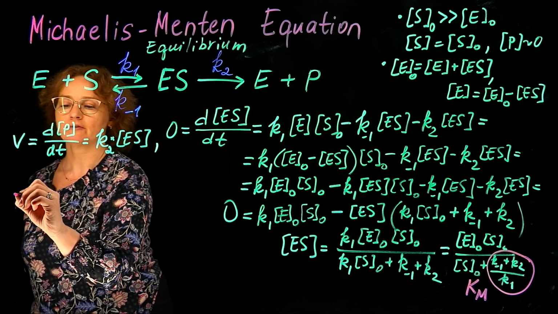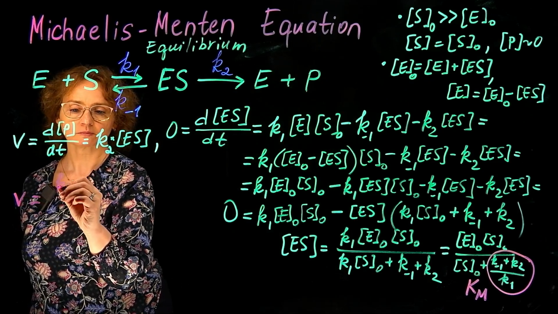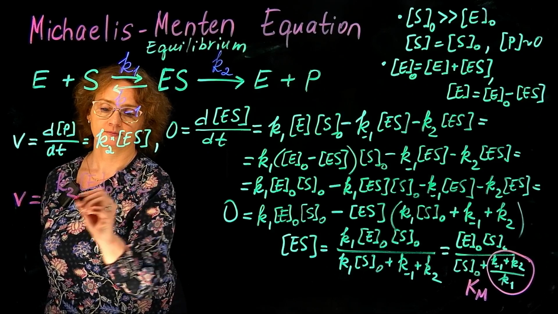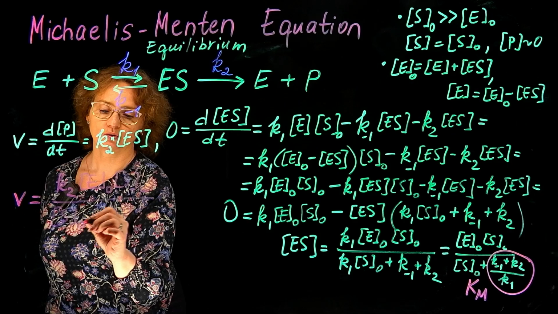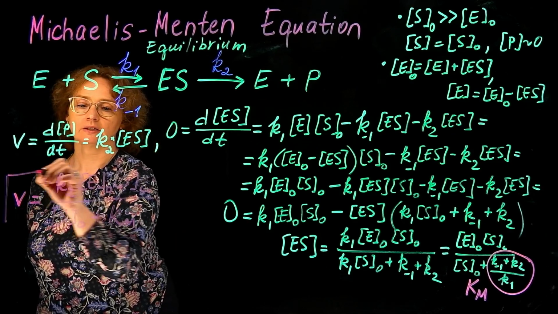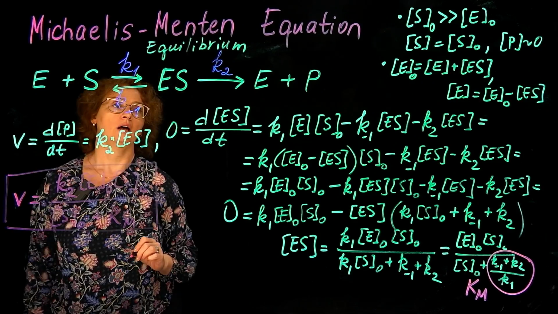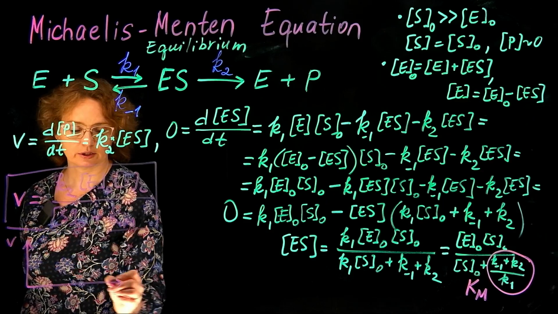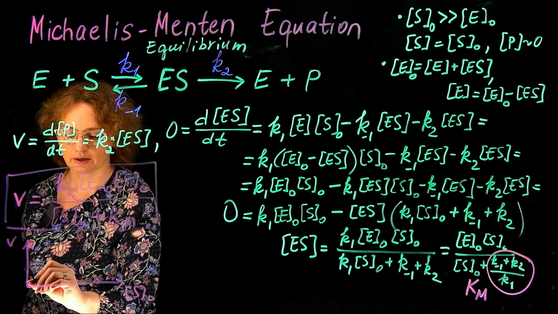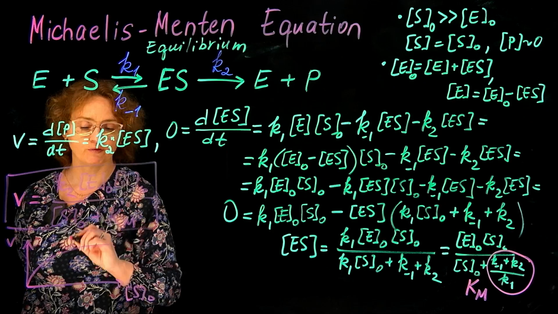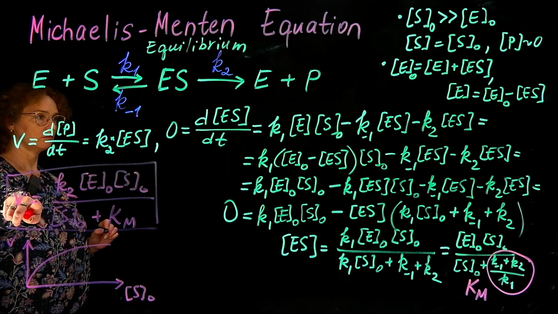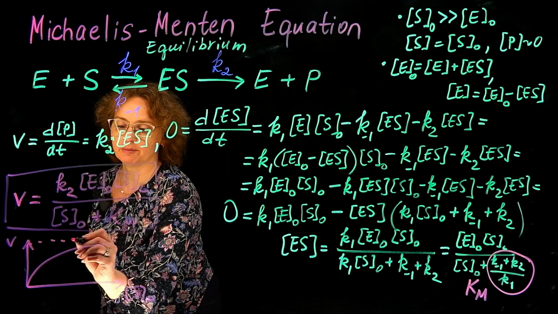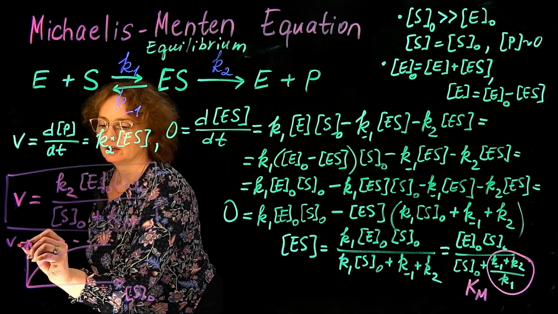Okay, so now if we just put Km instead of that ratio of the constants and we go back to that original velocity equation, this gives us the Michaelis Menten equation. So you can see that if we plot velocity as a function of substrate concentration, velocity will follow this hyperbolic function with some limit here, so it will approach maximal velocity.